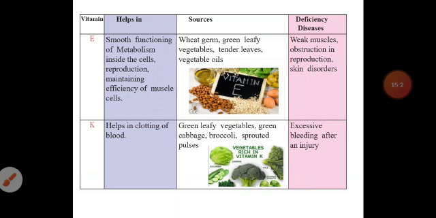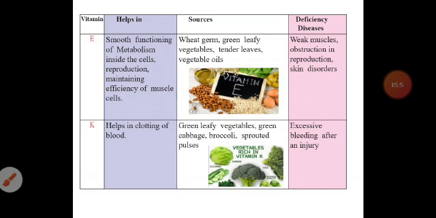Next vitamin is vitamin K. It helps in clotting of blood. You will get vitamin K from green leafy vegetables, green cabbage, broccoli, sprouted pulses. Deficiency of vitamin K causes excessive bleeding after an injury. So vitamin K is also necessary for our body.